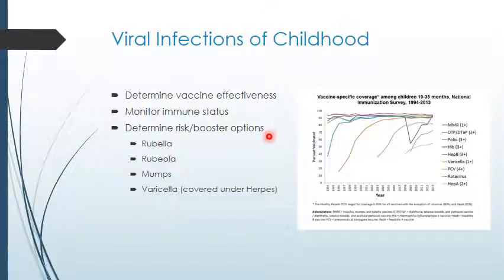So the ones that we look for are rubella, rubeola, mumps, varicella. Again, that's the one we don't report as immune or not immune. These are the 4 big ones that we look for. They're pretty much covered on every employee health exam, stuff like that.